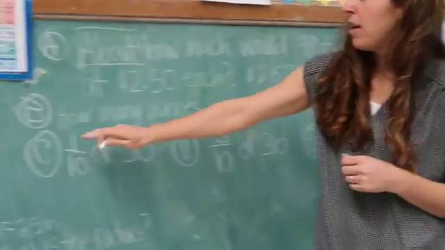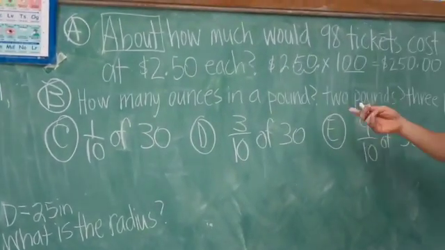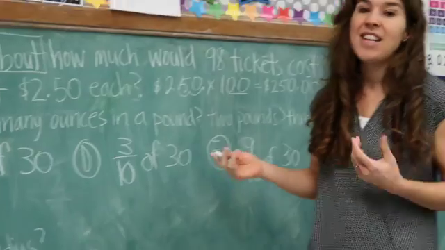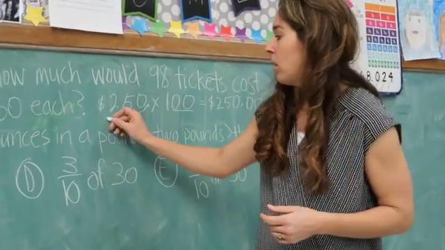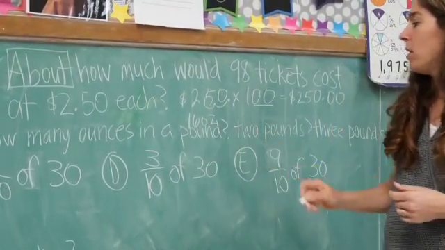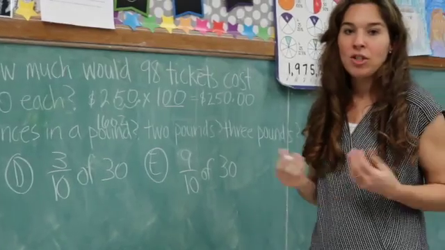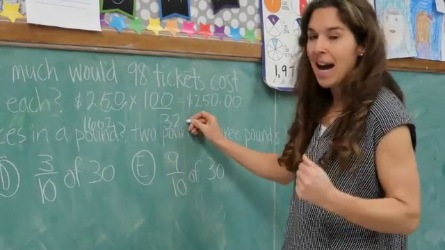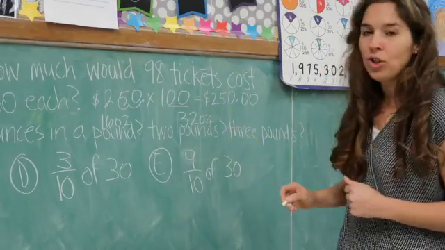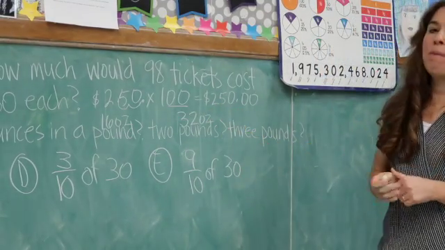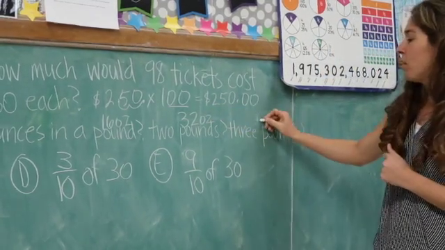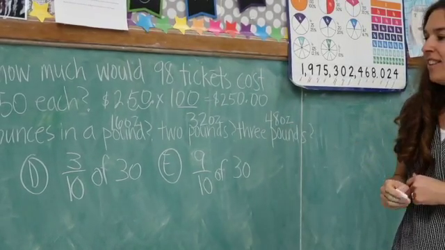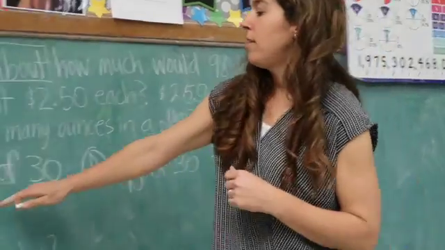All right, moving on to B here. How many ounces are there in a pound? Well, we know that there are 16 ounces in 1 pound. So 16 ounces in 1 pound. Well, how many ounces would there be in 2 pounds? If you said 32 ounces, you've got it. You're so sharp. And 3 pounds. 48 ounces. Very good.